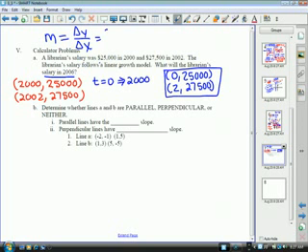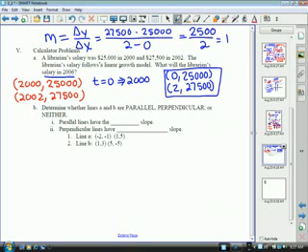So I'm going to do the change in y. I'm going to do y2 minus y1, and then do the change in x. So it looks like that's 2,500 over 2, which is 1,250.